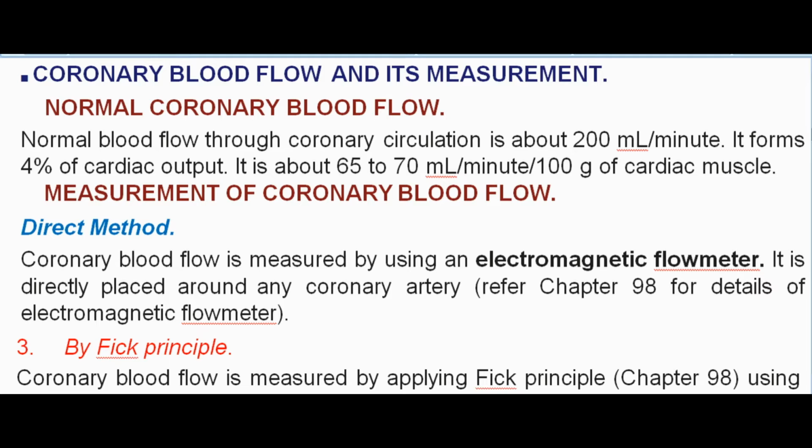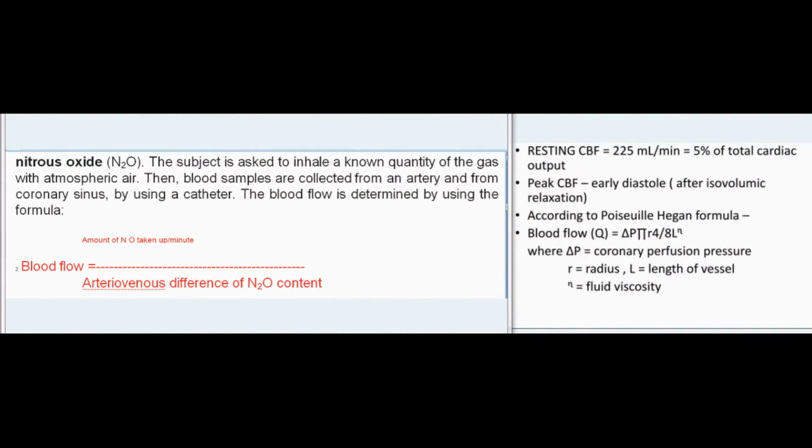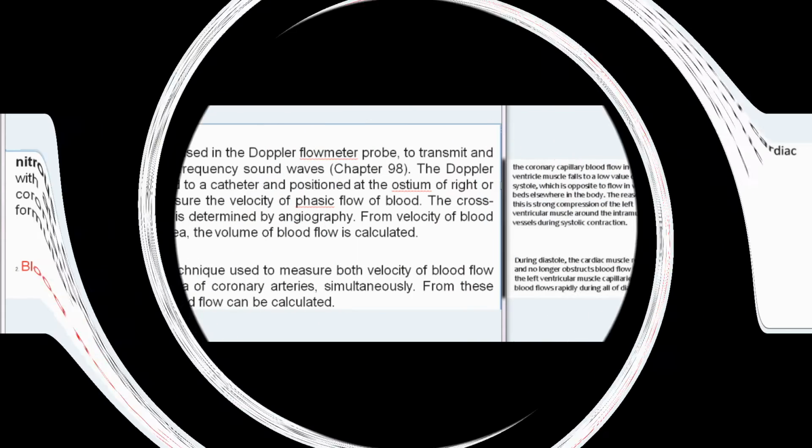By Fick principle. Coronary blood flow is measured by applying Fick principle, Chapter 98, using nitrous oxide, N2O. The subject is asked to inhale a known quantity of the gas with atmospheric air. Then, blood samples are collected from an artery and from coronary sinus, by using a catheter. The blood flow is determined by using the formula, amount of N2O taken up/minute, blood flow equals arteriovenous difference of N2O content.